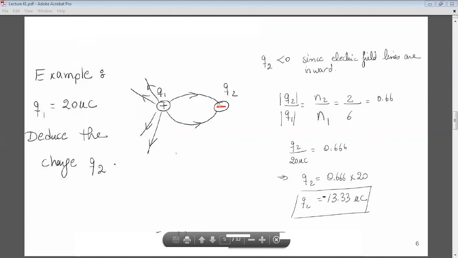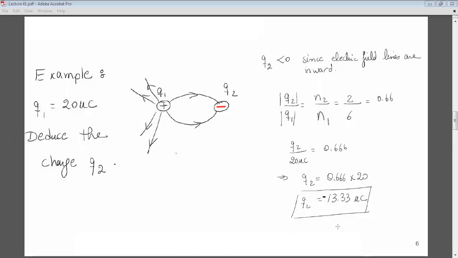Then we have to deduce not only the sign, we also need to find the value of Q2. So we use the formula Q2 over Q1 equals N2 over N1. Now we count. What is N2? The field lines of Q2: it has 2. What about Q1? It has 1, 2, 3, 4, 5, 6. So N2 is 2, N1 is 6, which gives 0.66. And I know that Q1 is 20 microcoulomb, so I put it in the formula, and I get Q2 is minus 13.33 microcoulomb. Okay?